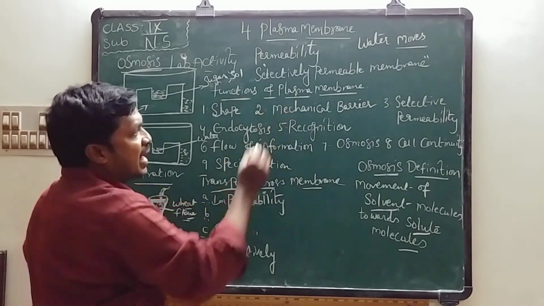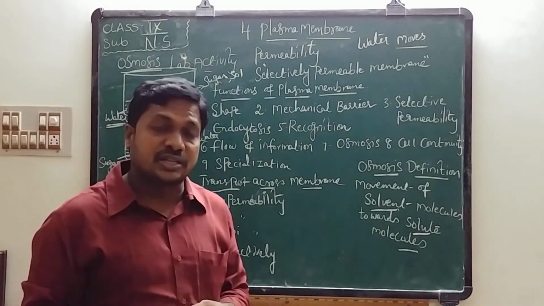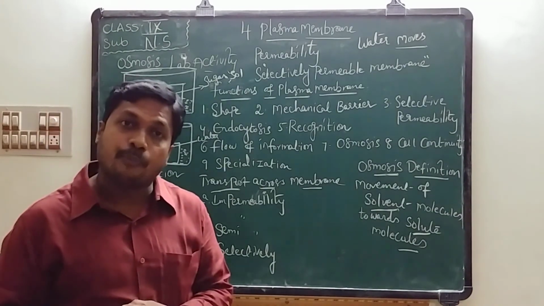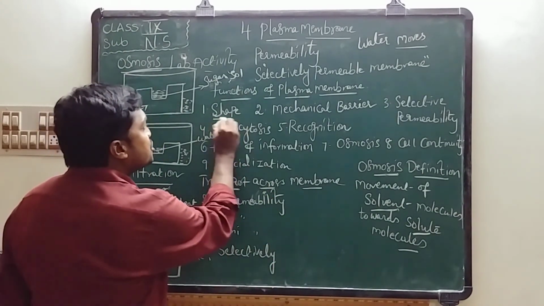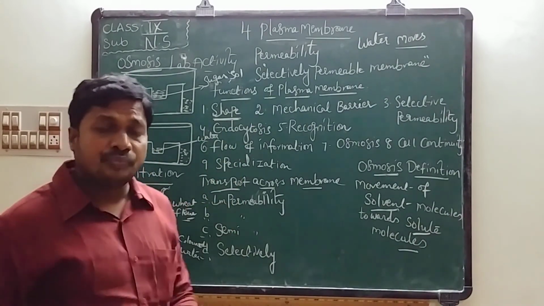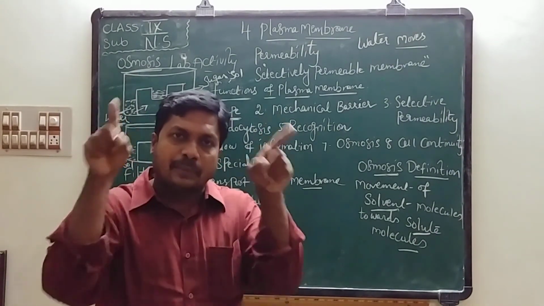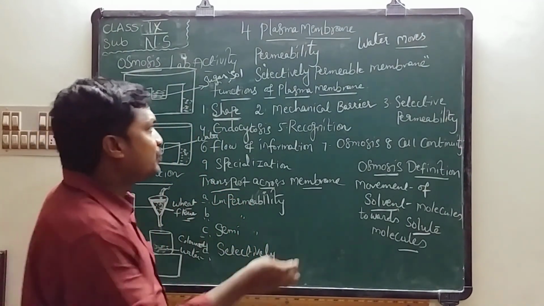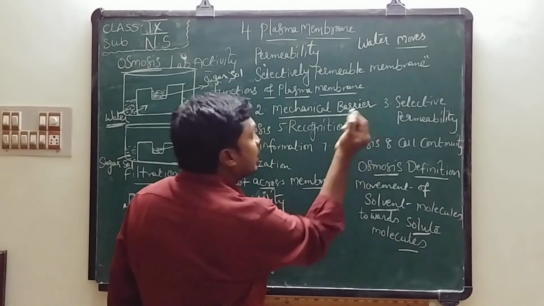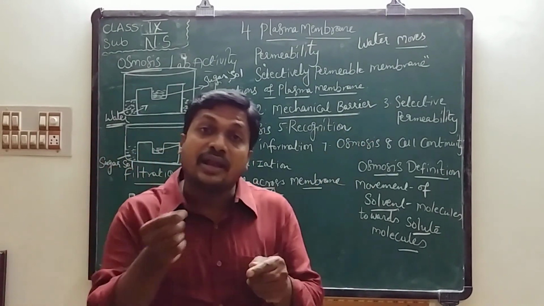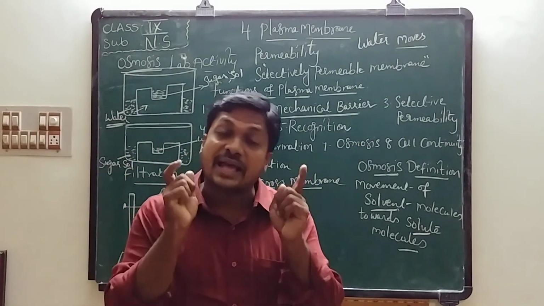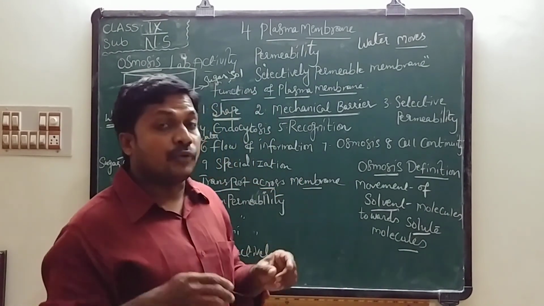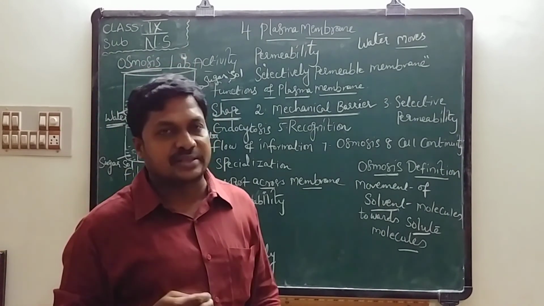Now, functions of plasma membrane. What are the functions taken up by plasma membrane? It is the outer cover of animal cell and inner cover of plant cell. First one is shape. Plasma membrane will give a particular shape to the cell. Mechanical barrier: it protects the inner contents of the cell. Plasma membrane protects the inner content of the cell from the external environment.